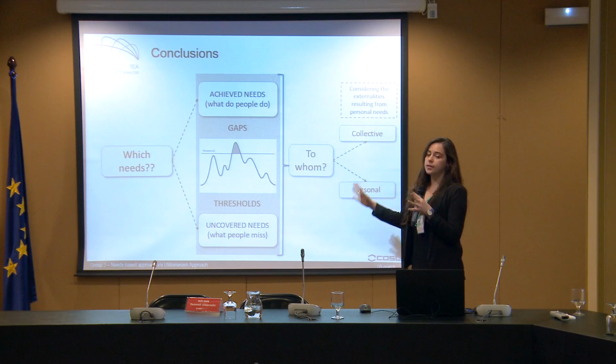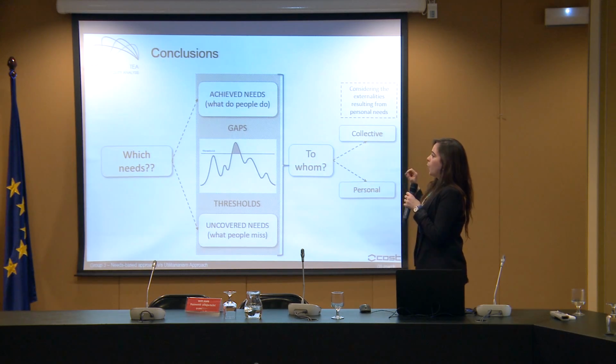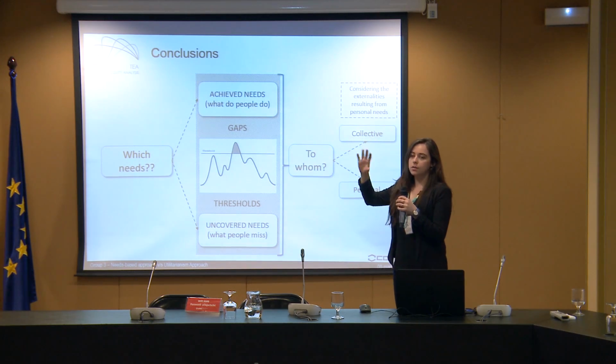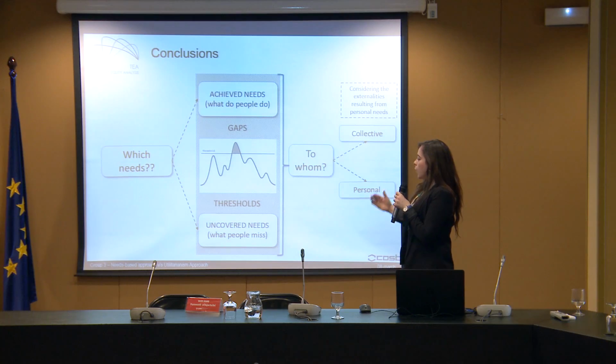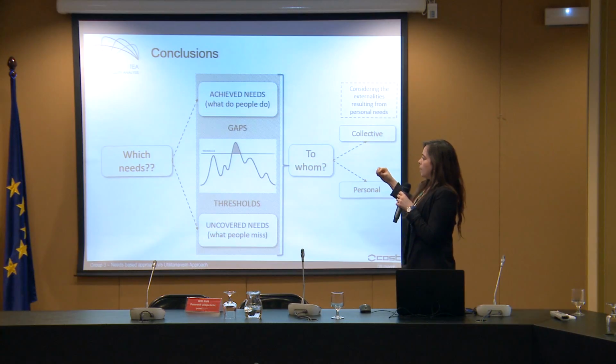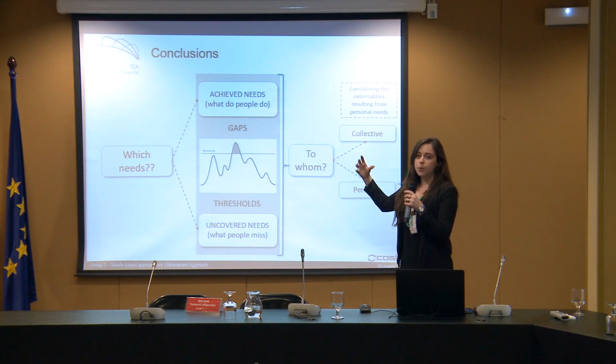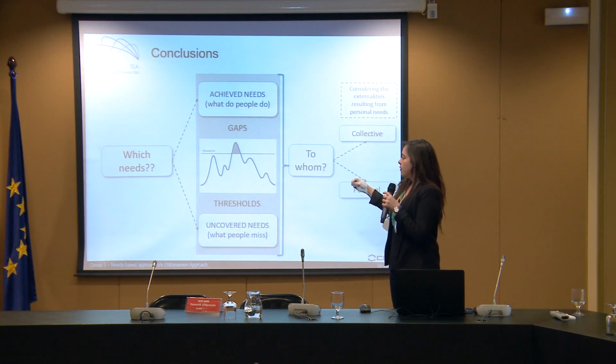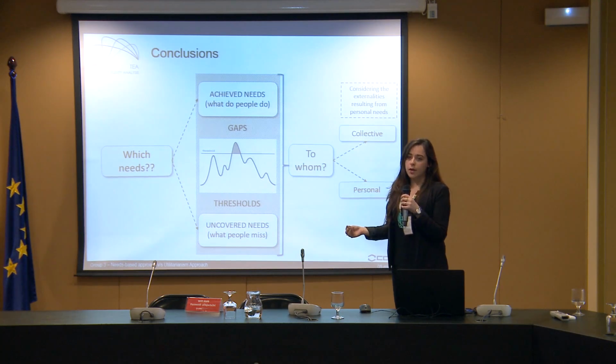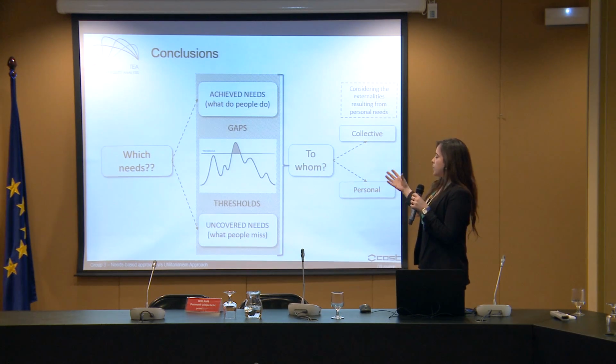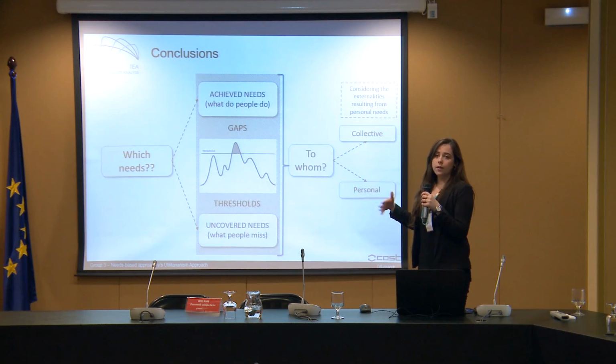So what we think is that we should recognize what these needs are. And for doing this, we describe that there are different needs: the achieved needs, which is what people are actually doing, and the uncovered needs, which is what people are missing today. So in the relation between these two, there are some gaps that need to be filled, and some thresholds that we also need to recognize. And the question is, to whom? What are the beneficiaries of this, in a collective perspective and a personal perspective?